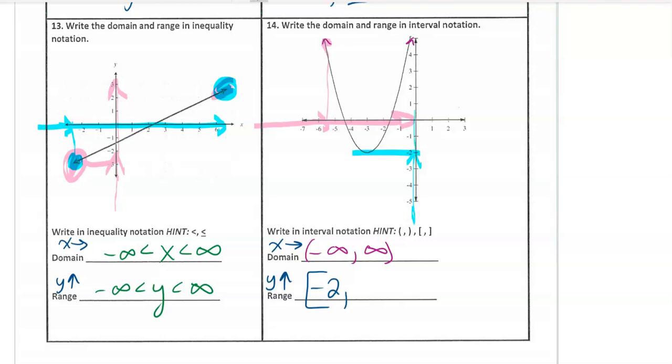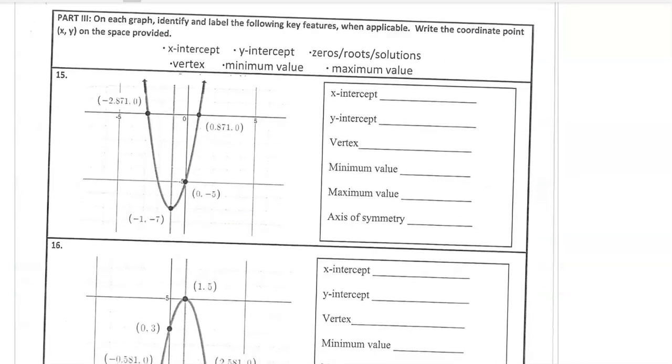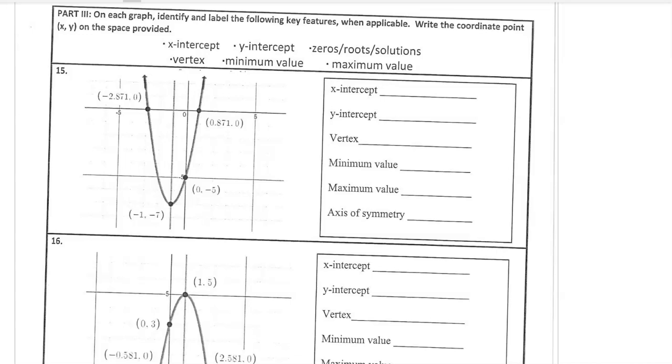And as the y values increase, our parabola is heading towards positive infinity, where we use the parentheses. All right, number 15. On each graph, identify and label the following key features when applicable. Write the coordinate point x, y on the space provided. So we need to identify these and then write the points here.